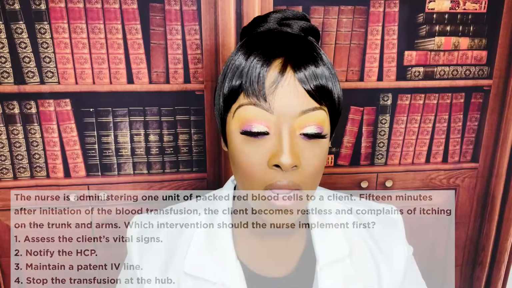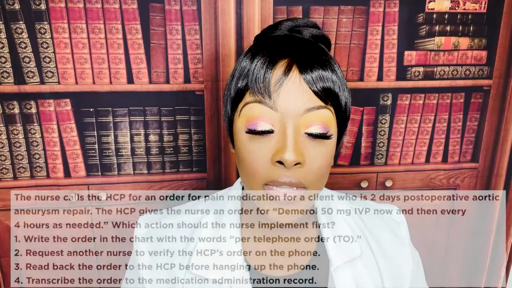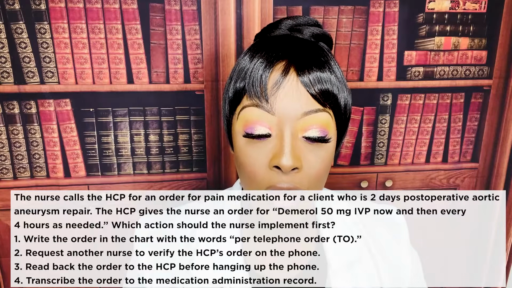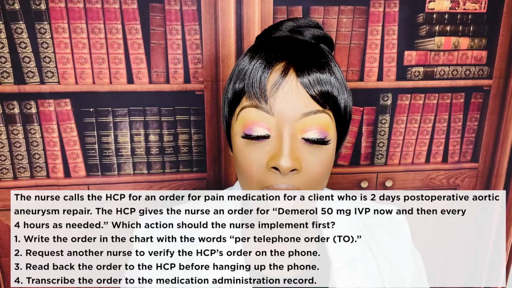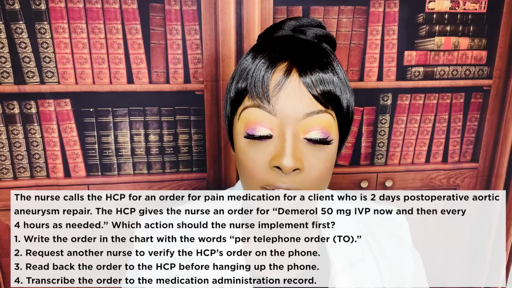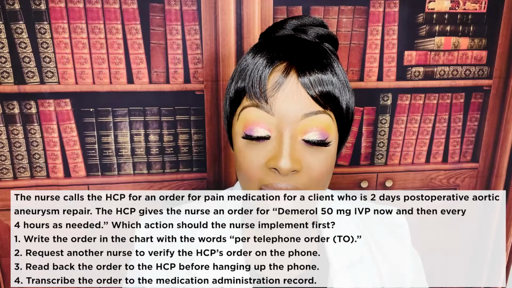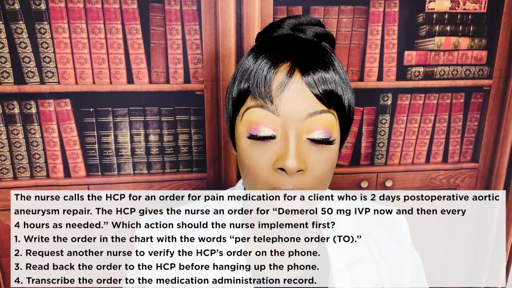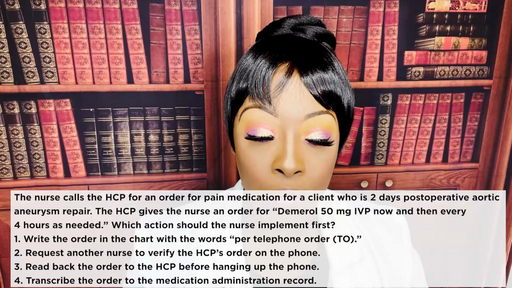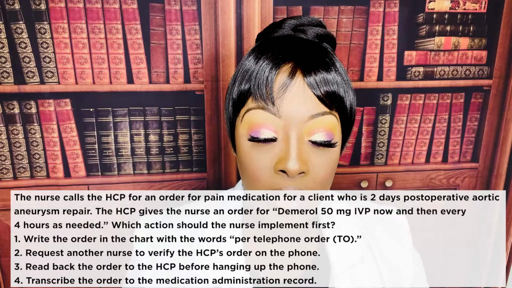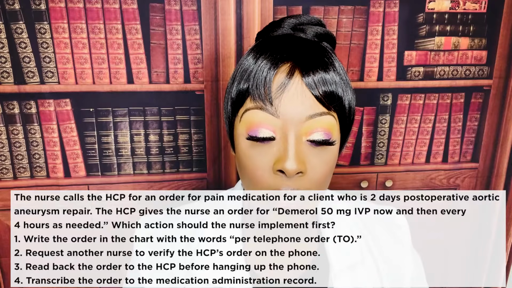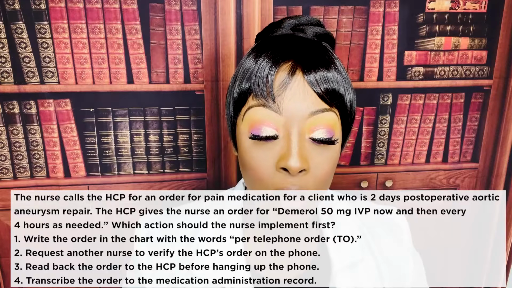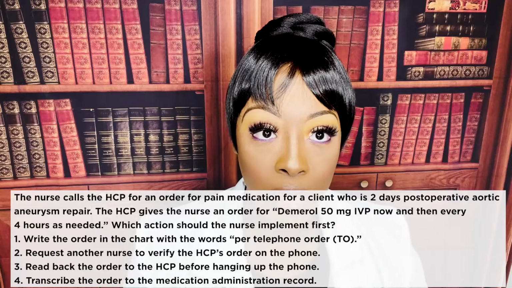The nurse calls the doctor for an order for pain medication for a client who's 2 days post-op aortic aneurysm repair. The doctor gives the nurse an order for Demerol 50 milligrams IV push now, and then every 4 hours as needed. What action should the nurse implement first? 1, write the order in the chart with the words per telephone order. 2, request another nurse verify the doctor's order on the phone. 3, read back the order to the doctor before hanging up the phone. Or 4, transcribe the order to the medication administration record.